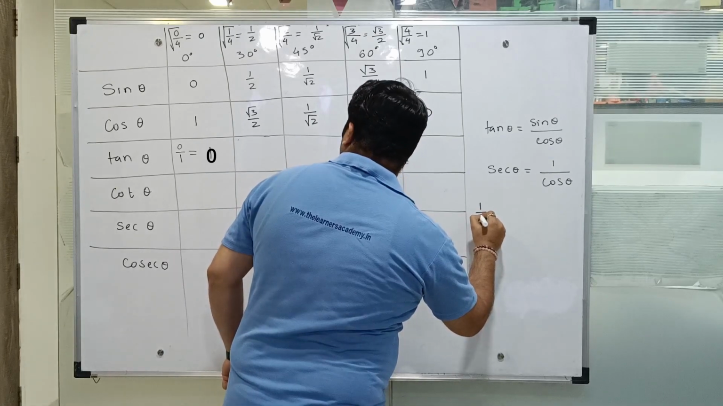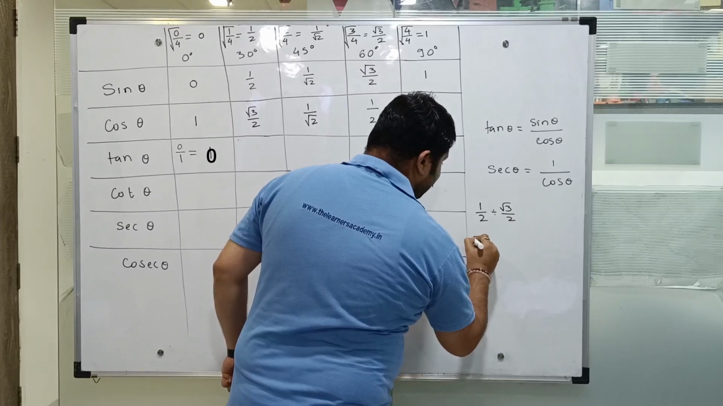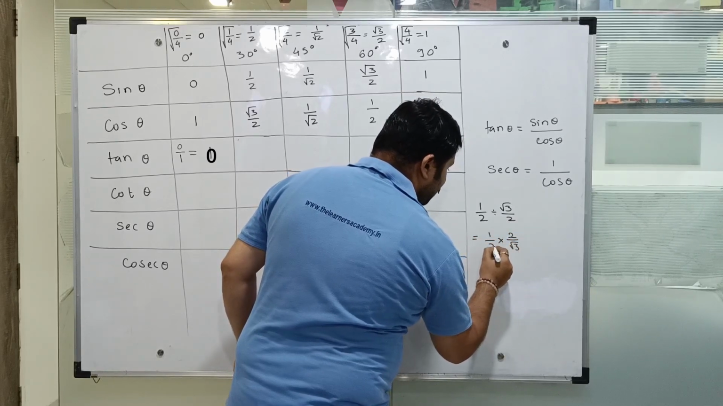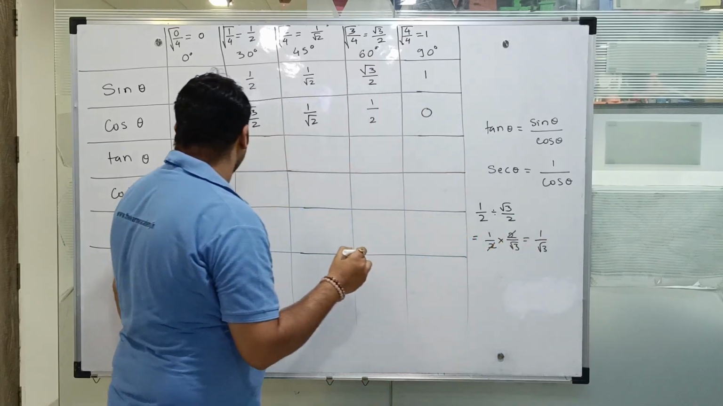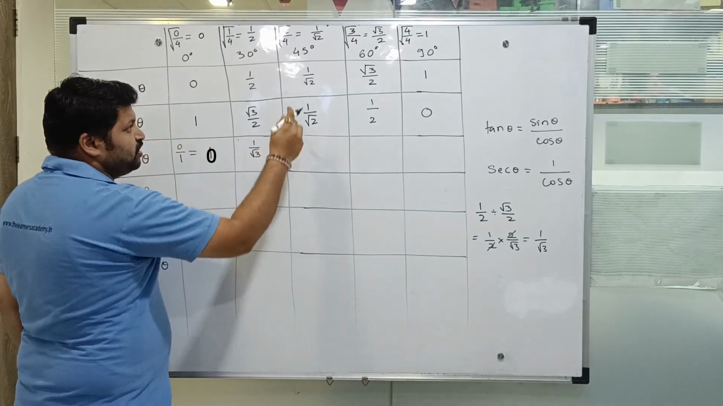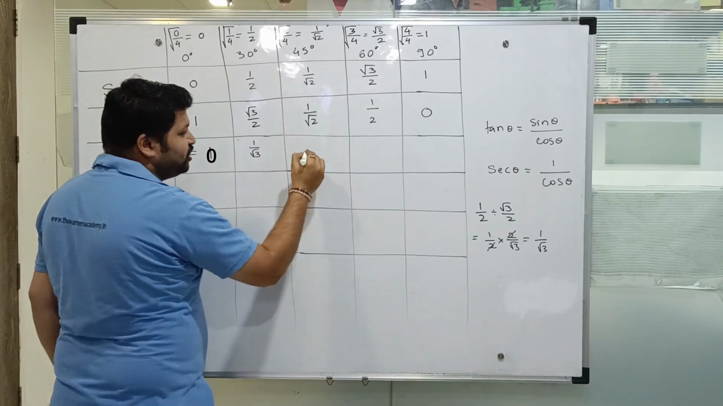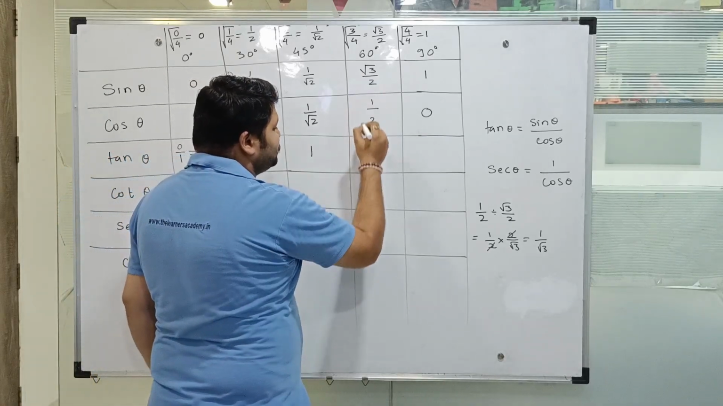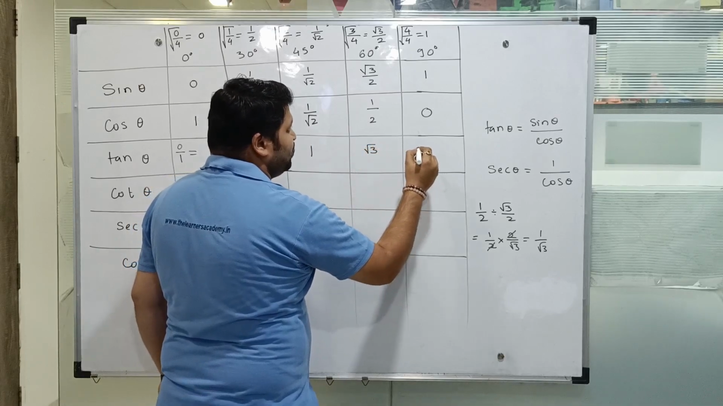This would be 1 by root 2, so I will do it here. 1 by 2 divided by root 3 by 2. It effectively is 1 by 2 multiplied by 2 by root 3. The 2's get cancelled and we are left with 1 by root 3. So this is 1 by root 3. Now 1 by 2, root 2 divided by 1 by root 2, same numbers are dividing each other, so we can write the answer as 1, and this answer can be written as root 3.